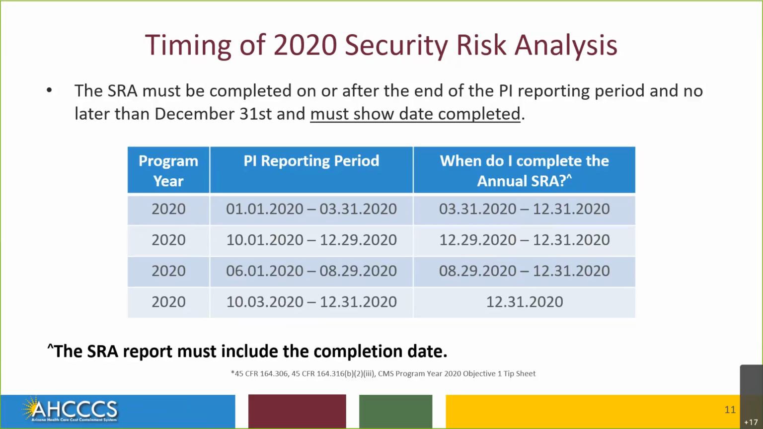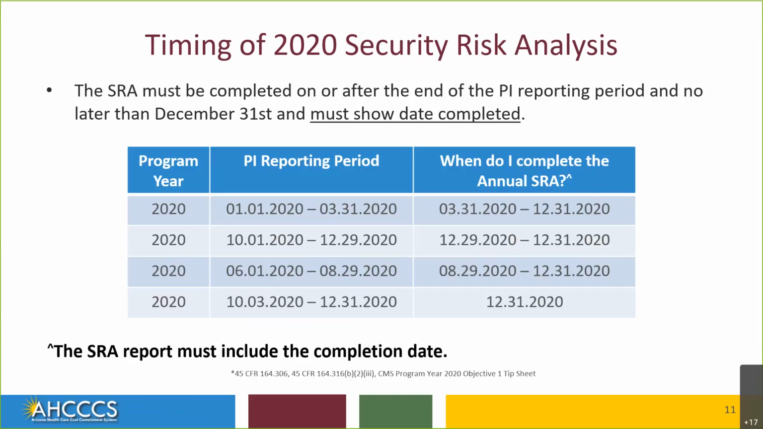The third example is an EP who has a meaningful use reporting period of June 1st through August 29th. And that last column identifies that SRA can be completed between August 29th and December 31st. The last example is we go back to that meaningful use reporting period starting in October, but for this one it's October 3rd through December 31st, 2020. Well, the only sufficient date at that point is that the SRA was completed December 31st, 2020.